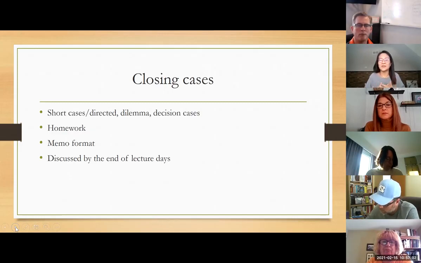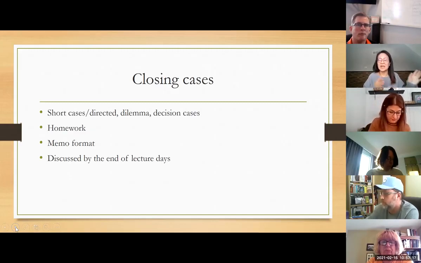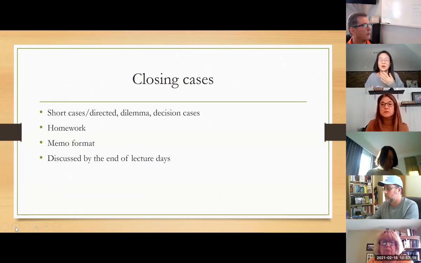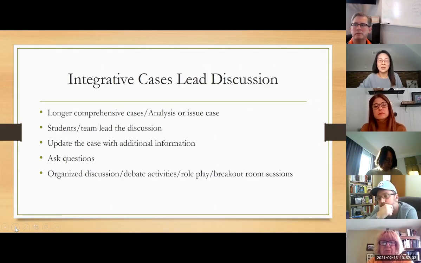So this is like homework. They need to answer questions that are usually related to the class material we discussed that day. They have to submit it before the start of class, because by the end of each lecture day we will talk about the closing case, and they have to submit it to get their homework assignment points.